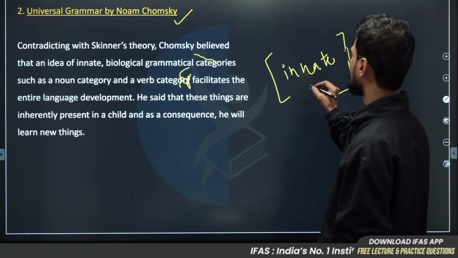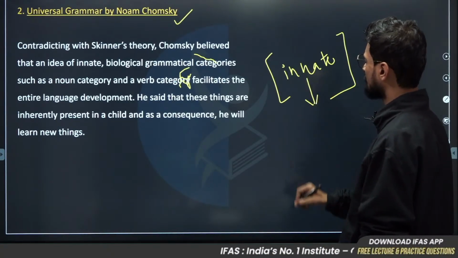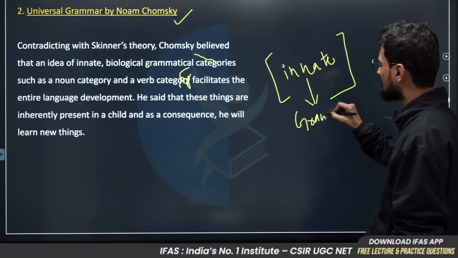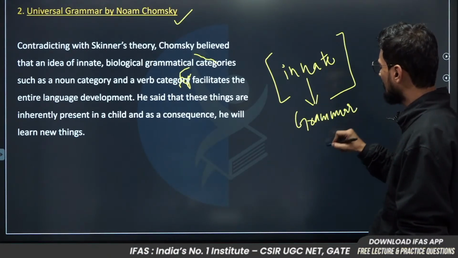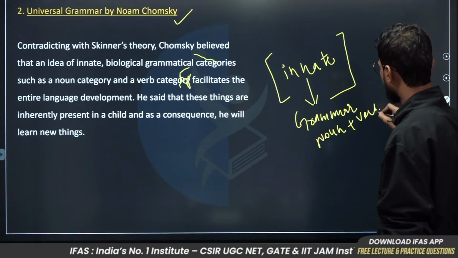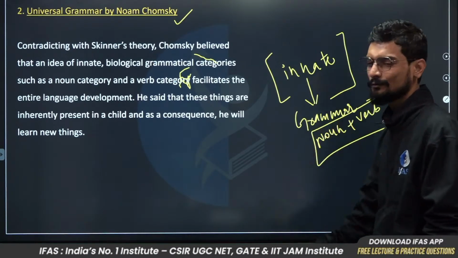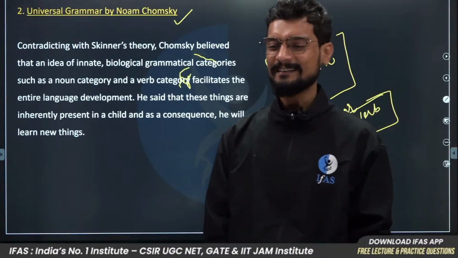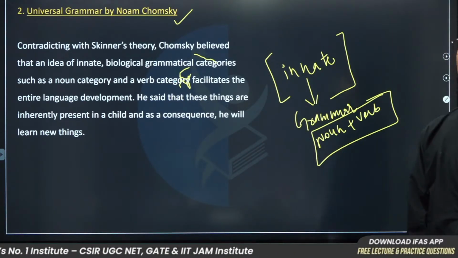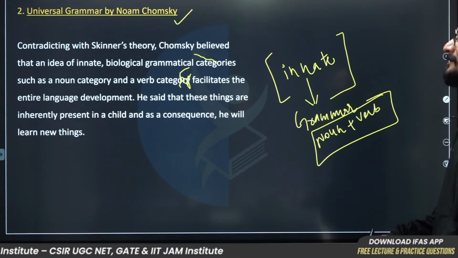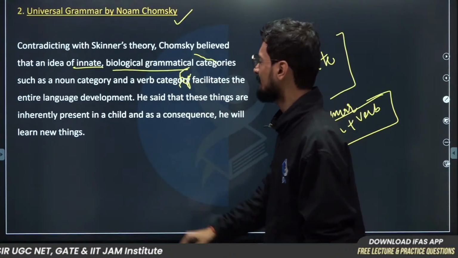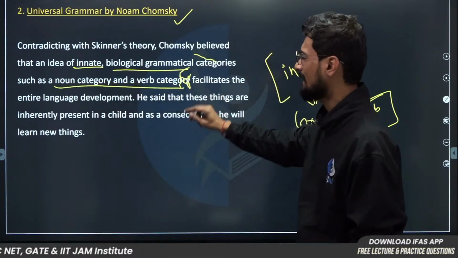So when we talk about this language, according to Noam Chomsky, this language is innate, and this innate is the grammar. This innate is how a noun and a verb, or a pronoun, will combine with each other in order to form a meaningful sentence. This kind of definition was given by Noam Chomsky while he was theorizing this universal grammar. It is innate, it is biological. It is how to combine this noun and a verb category.